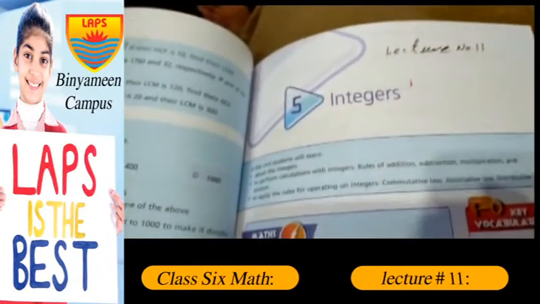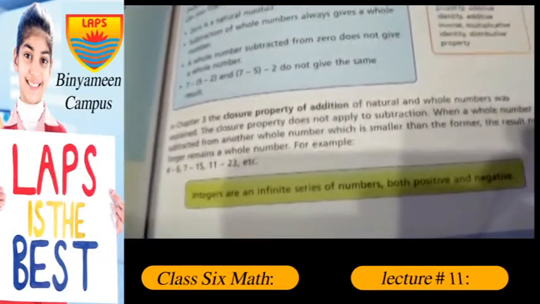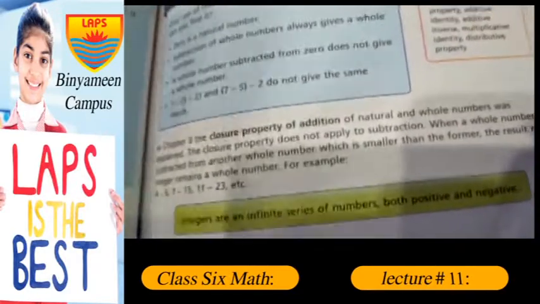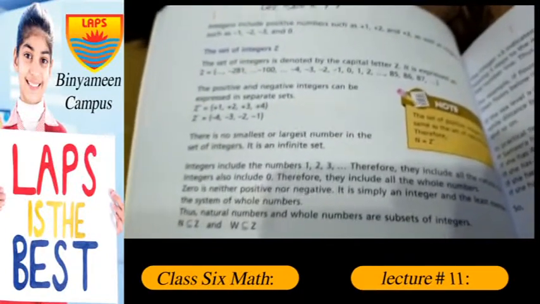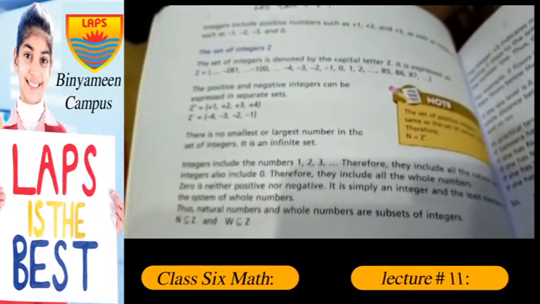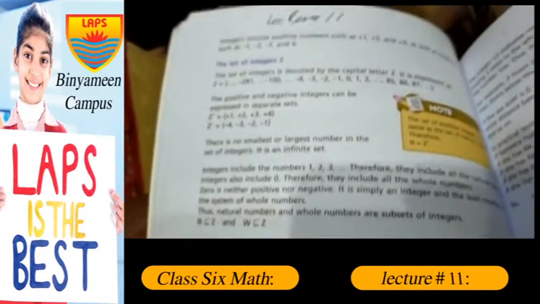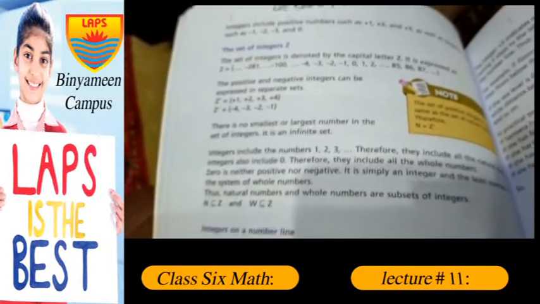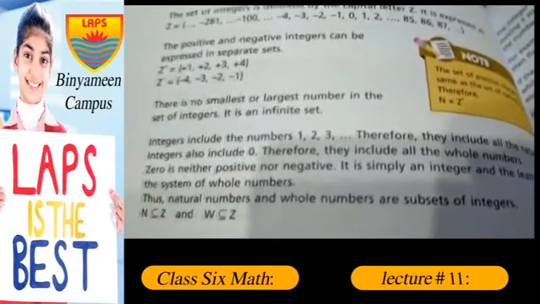Today I deliver a lecture on page number 61, lesson integers, lecture number 11. Integers. Integers are an infinite series of numbers, both positive and negative. The set of integers you can write in a curly bracket, and it is represented by Z. Like you write 0, 1, 2, 3, 4 and so on, then write 0, minus 1, minus 2, minus 3 and so on. You can write positive integers as Z plus, and negative integers as Z minus. You can check the example.